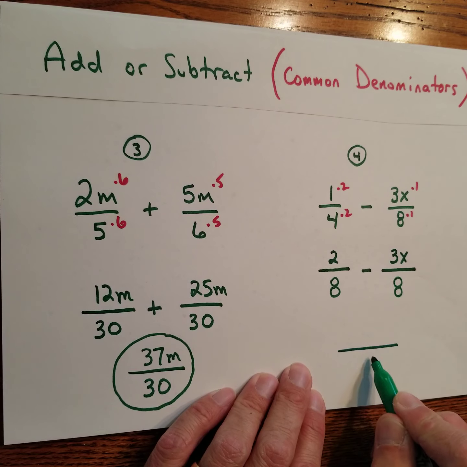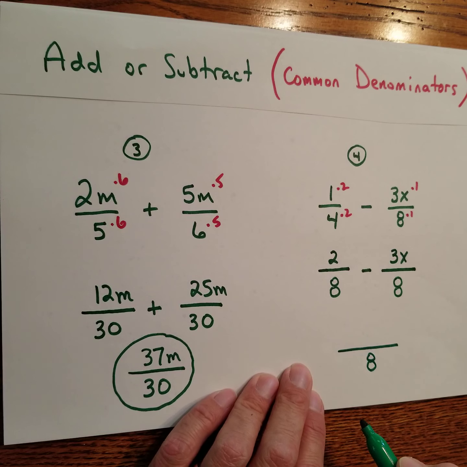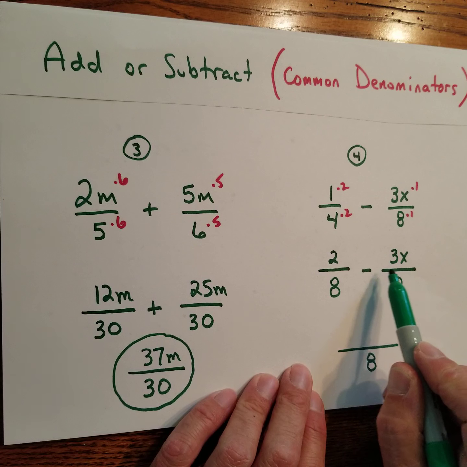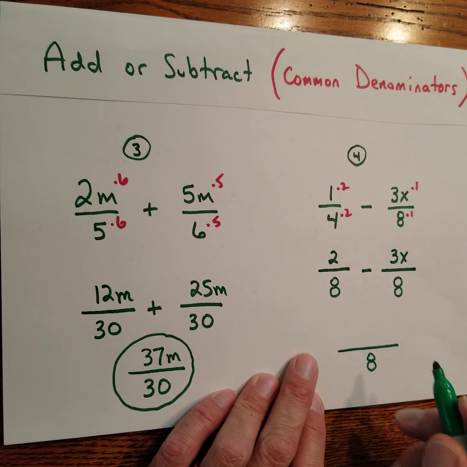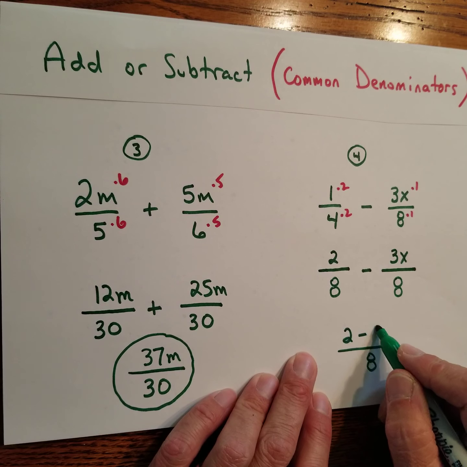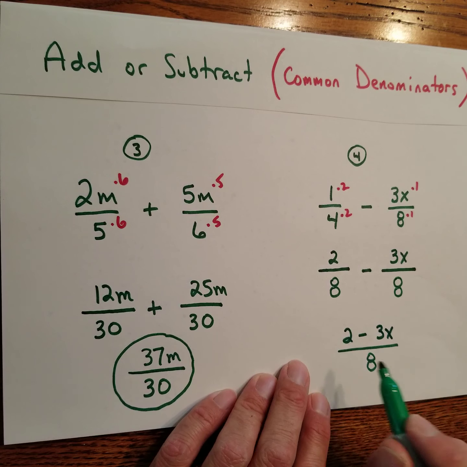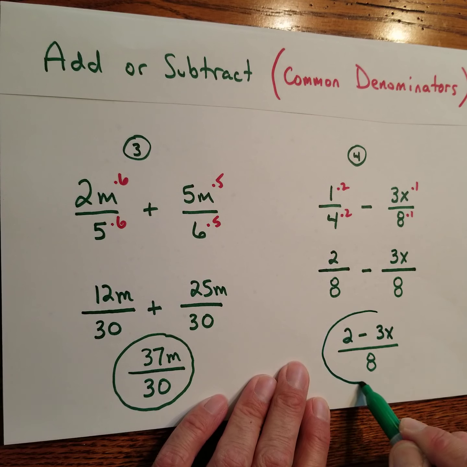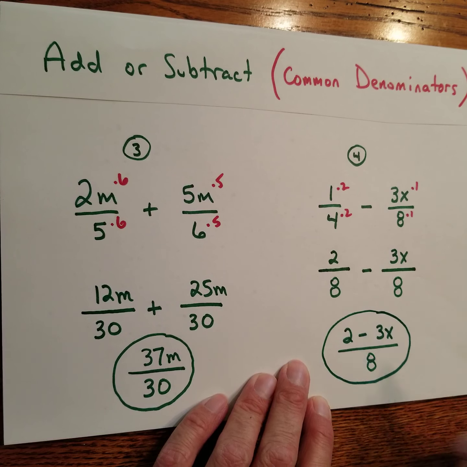Keep the common denominator, but uh-oh, that doesn't have an x. That does have an x. Those are not like terms, so I can't really combine them. The best I can do is show in my answer that I'd like to combine them. I'd like to take 2 minus 3x, but they're not like terms, and I'm not allowed. So we'll leave the answer just like that.